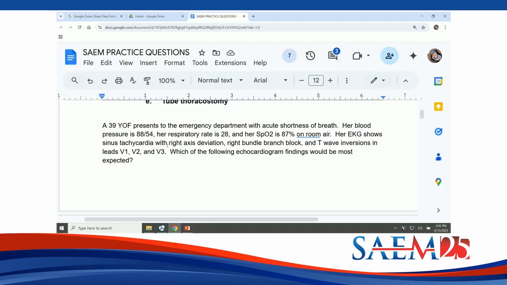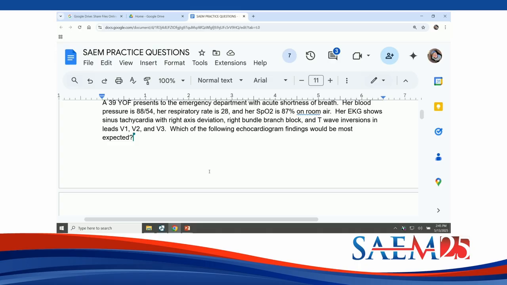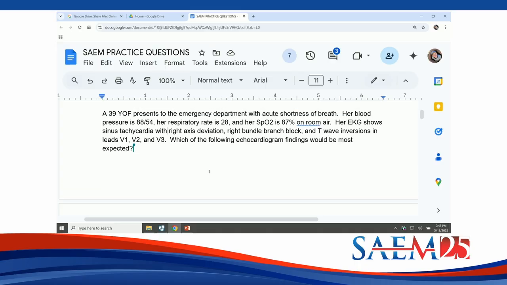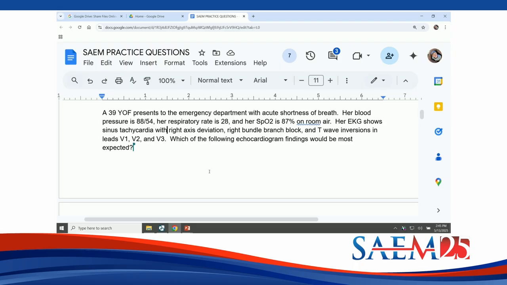All right, 39-year-old female, shortness of breath, low blood pressure, tachycardic, hypoxic, EKG shows a right axis deviation. Oh my goodness. Okay, so what are we telling a picture of? Sounds like a PE to me.